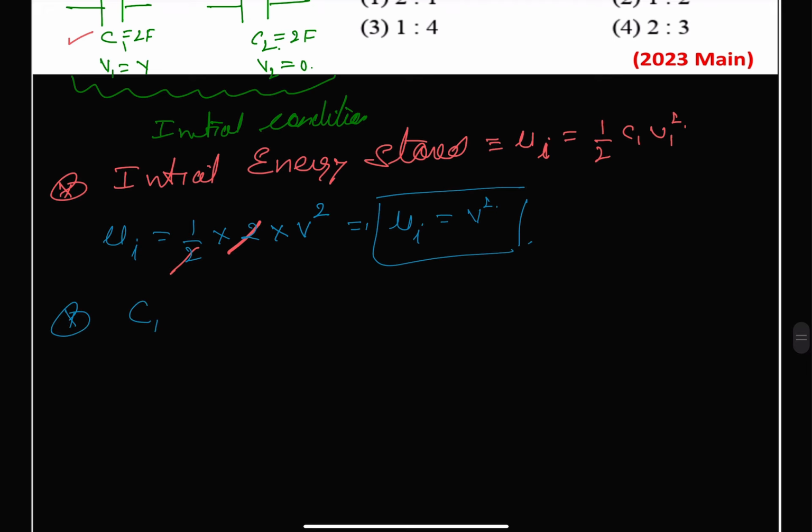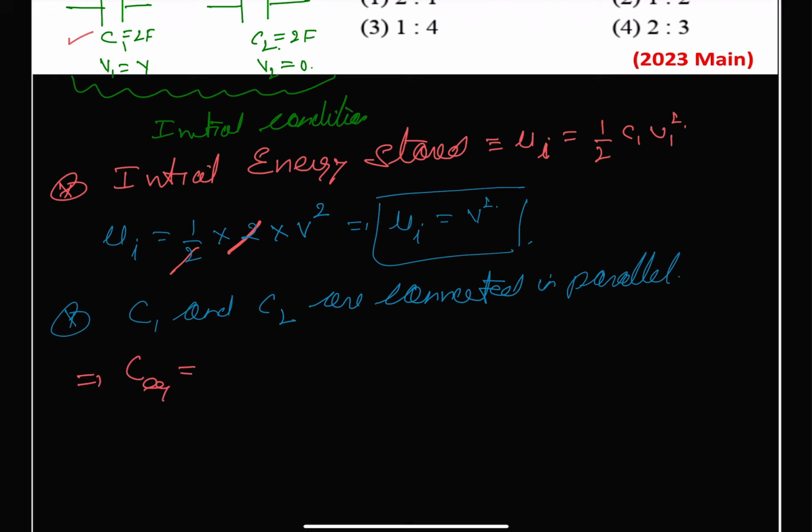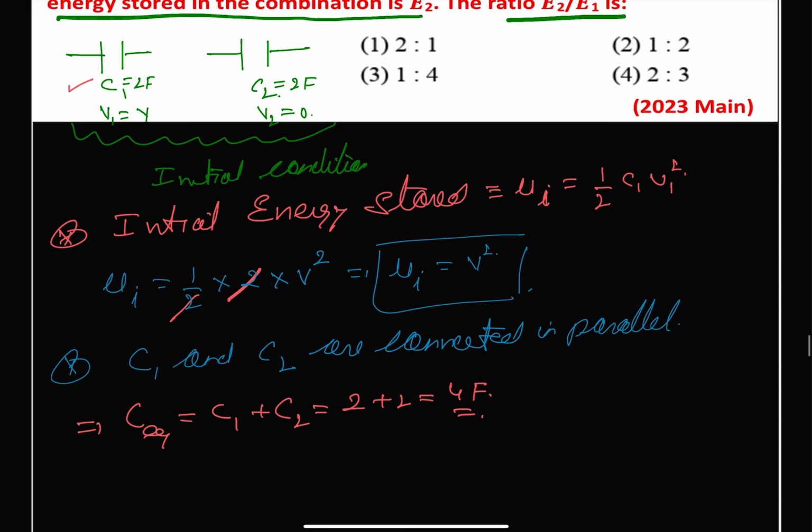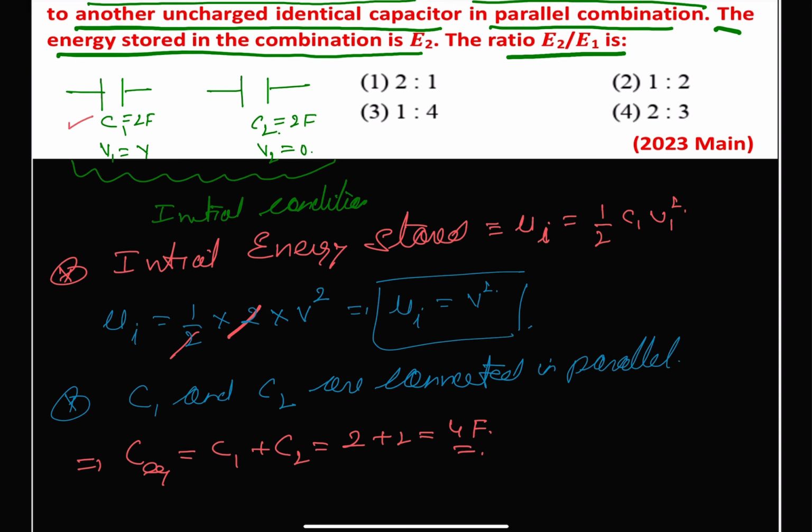C1 and C2 are connected in parallel. Therefore, we can find out their equivalent capacitance, which will be equal to C1 plus C2, giving us, because they are same, 2 plus 2, which is 4 farad. And initially we can also find out the charge, and similarly the charge will be only because of C1.